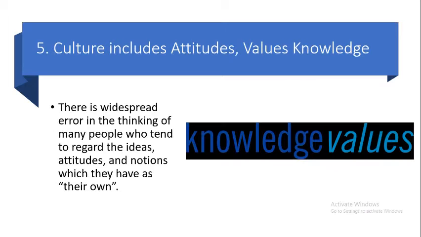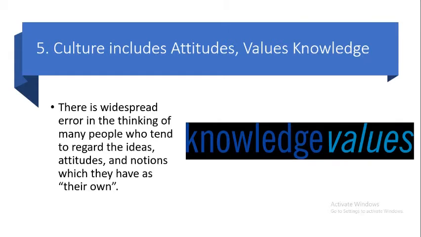The fifth is that culture includes attitudes, values, and knowledge. This is a widespread error in the thinking of many people, who tend to regard the ideas, attitudes, and motivations which they have as their own. It is easy to overestimate the uniqueness of one's own attitudes and ideas.